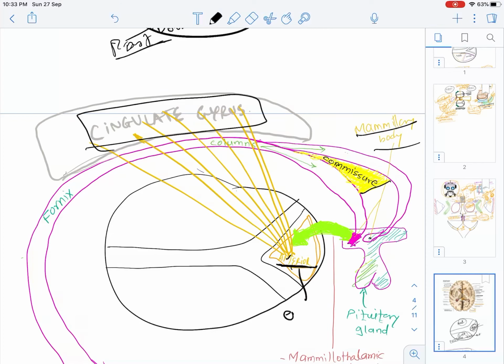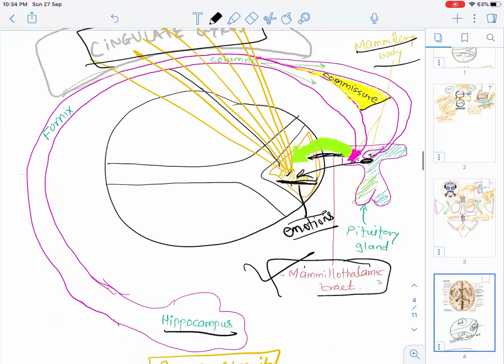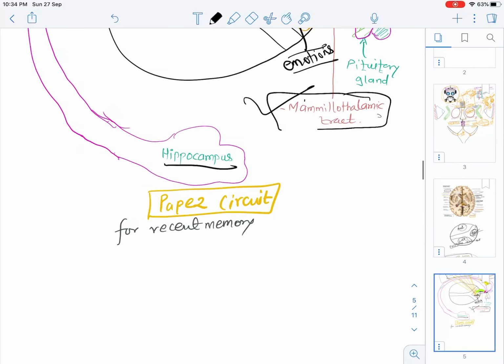So these anterior nuclei should be concerned with emotions. So very simple connection, not complicated. Anterior nuclei receives the fibers from mammillothalamic tract. Now why is it called mammillothalamic? It is very simple. They are coming from mammillary bodies and going to the thalamus, so they are called mammillothalamic tract. So anterior nuclei of thalamus receives fibers from the mammillothalamic tract and projects them to the cingulate gyrus, and it is involved in the emotions.